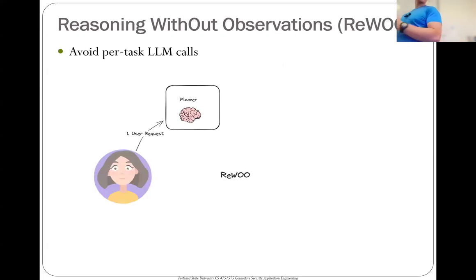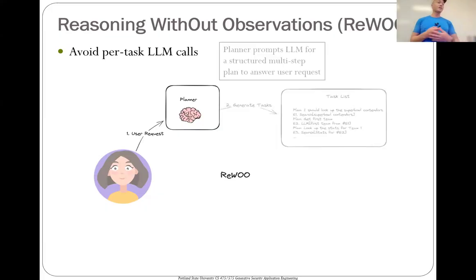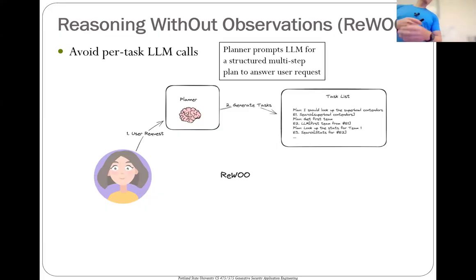Here's another one, reasoning without observations. The idea here is to also avoid these per-task LLM calls. So again, it's similar to the other one. You have a planner, you generate a task list, and in this task list, you explicitly identify what the data dependencies are between the tasks.